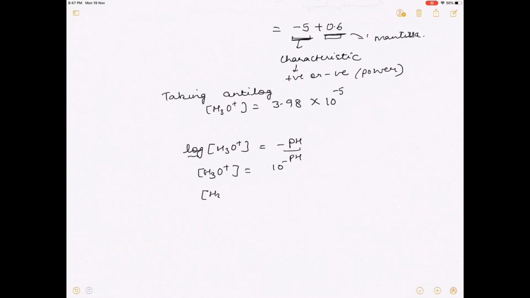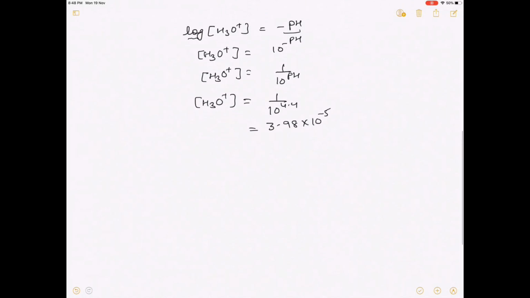Okay. Now we can write this in this form, substituting the value of pH, that's 4.4. Now you just have to find this from a calculator. Using the calculator, just find the value. It will come out the same, 3.98 times 10 to the power minus 5. Right? Now suppose we have pH to be 7.52.